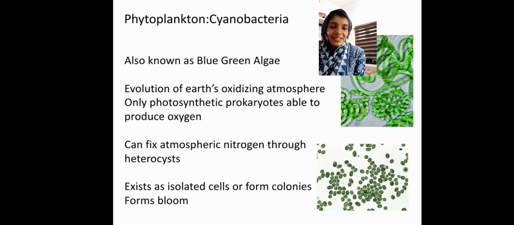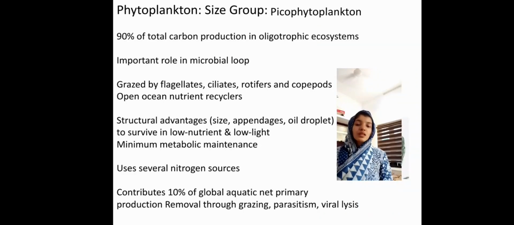So the third one is cyanobacteria. We know that cyanobacteria is a nitrogen fixing organism. It is also called the blue-green algae. It will also form blooms, and it will exist as single cells or it will form colonies. So the next classification is based on the size group.